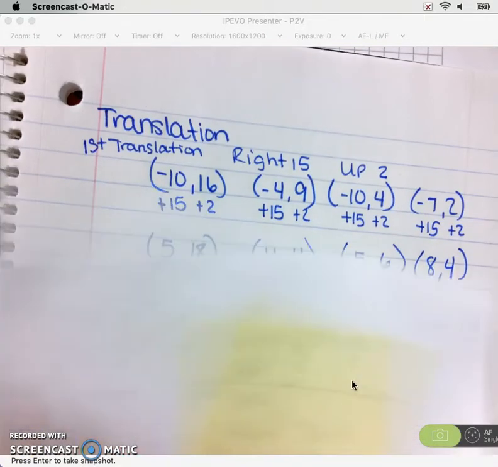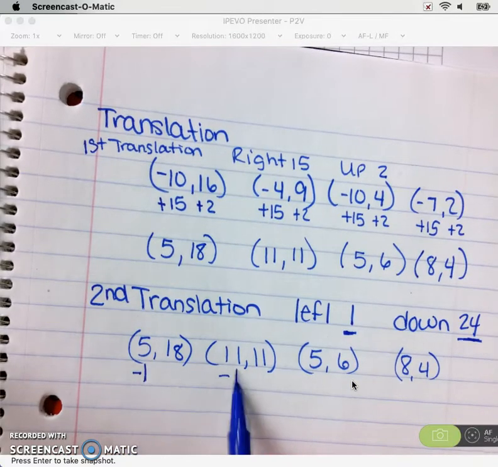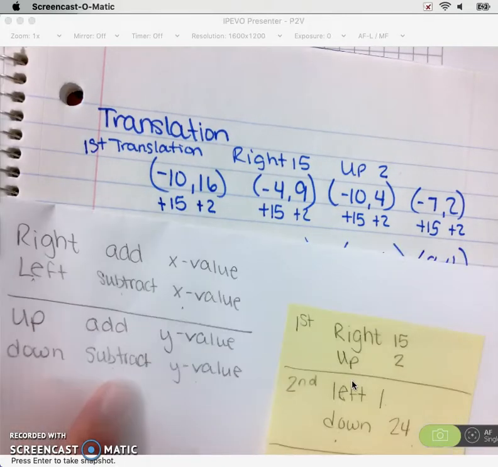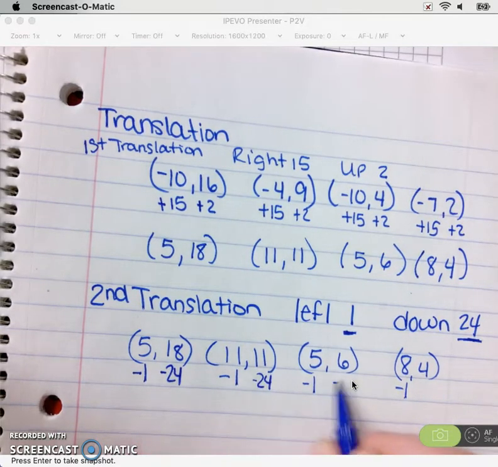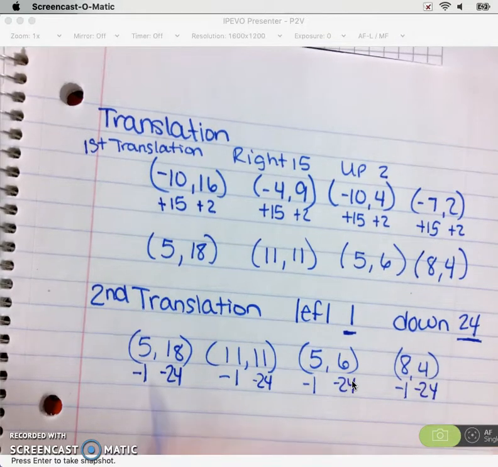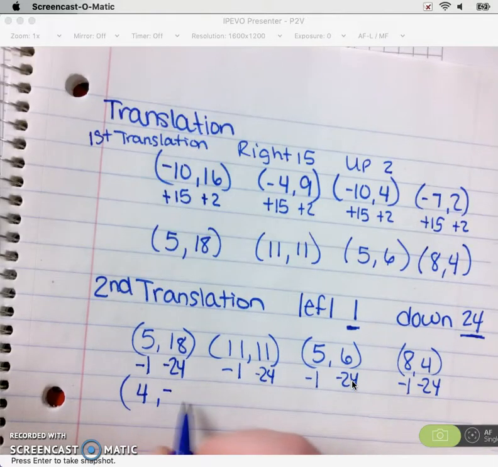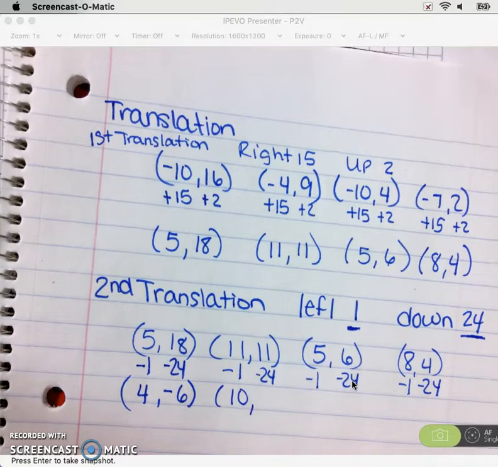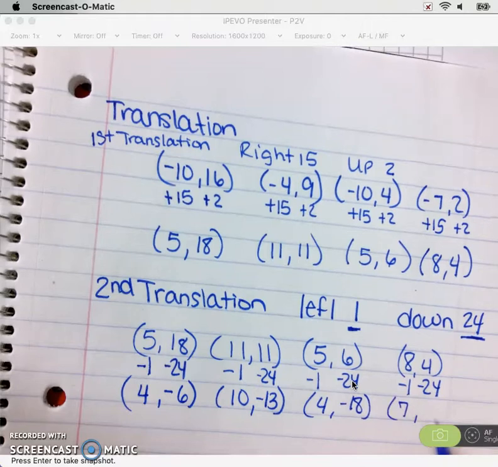On my little cheat sheet, if I do left, I subtract from my x. So I'm just subtracting that number, that 1, from my x value. And then my down 24, down I subtract from my y value. So subtract 24 from all of these numbers. So 5 minus 1 is 4. 18 minus 24 is a -6. This becomes 10. 11 minus 24 is a -13. Hopefully I'm doing my math right. -18. And you can put these numbers in the calculator.